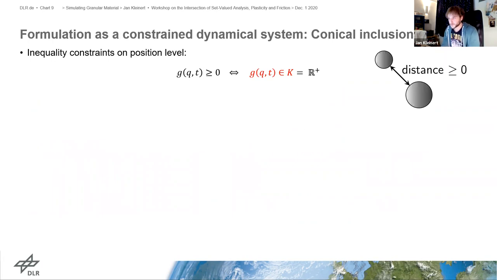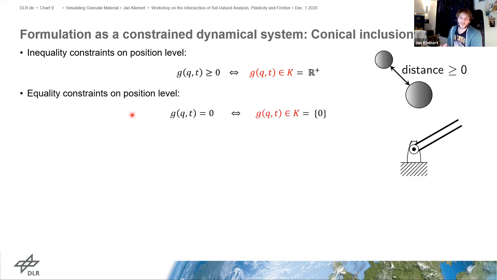Now I'm going to try to formulate my granular model as a constrained dynamical system. And I will start with inequality constraints. So I have lots of spheres which make up my granular material. And for each pair of spheres, I demand that the distance shall always be greater or equal to zero. So I have lots of inequality constraints. And a slightly more complicated way of writing this is, instead of stating that G must be greater or equal to zero, I can say that G must be in some set. And this set is just the set of positive reals, because we are talking about set valued analysis here. So why not?